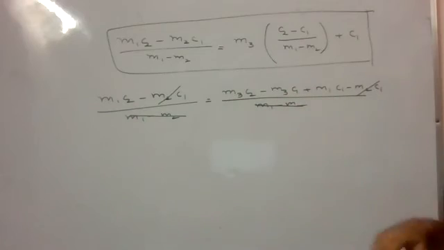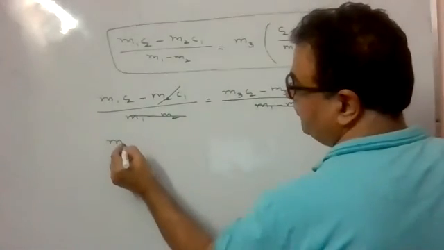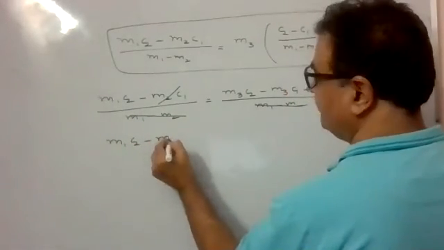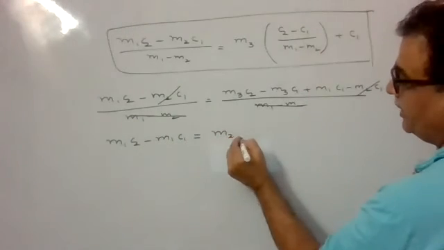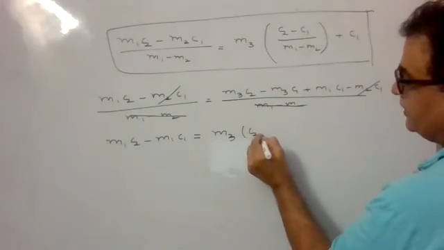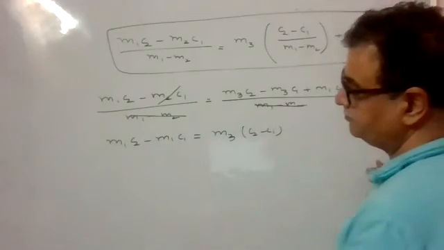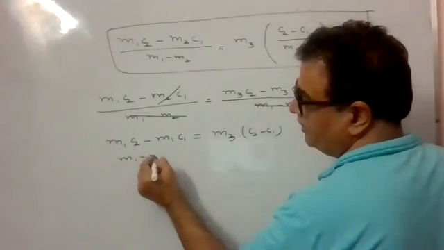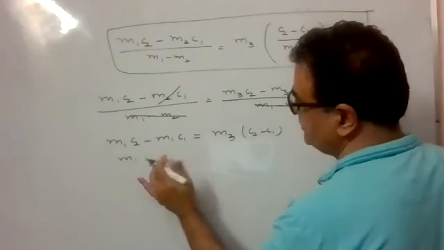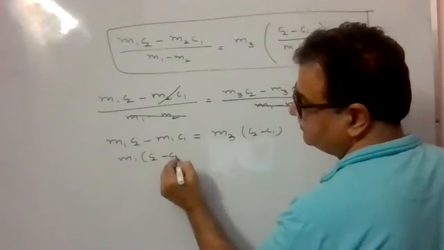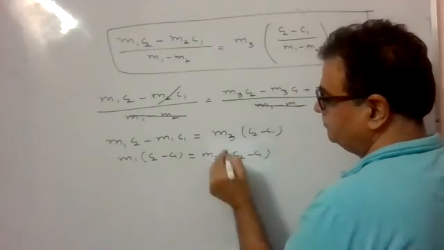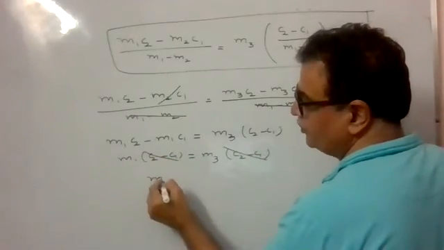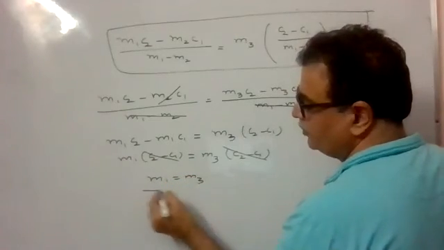इस टर्म को उधर शिफ्ट कर देते हैं. तो I got it m1 c2 minus m1 c1 equal to, यहाँ m3 कॉमन आ रहा है, c2 minus c1. यहाँ पे भी सर c2, यहाँ पे आ रहा है m1 minus m1 कॉमन, तो ये भी c2 minus c1 आ रहा है. ये दोनों कंडीशन कैंसिल, यू गेट योर आंसर m1 is equal to m3.